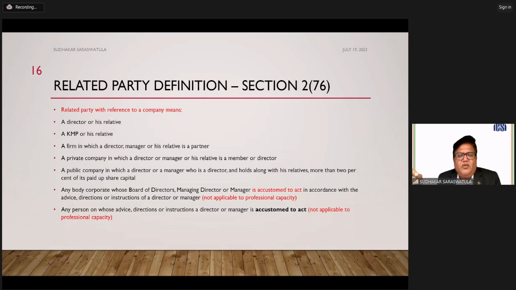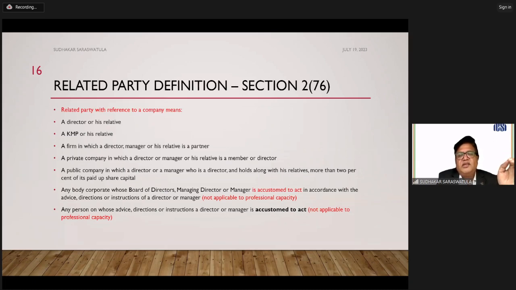And any person on whose advice, directions, or instructions a director or manager is accustomed to act. Normally, I have seen that the tendency is, whenever we have to determine the related parties, most of the times the company secretary sees directors, their relatives, KMPs, their relatives, then the firms in which the directors are partners, managers, the shareholders, et cetera. But these two things which we always forget: are my managing director or manager or my board of directors accustomed to act as per the instructions of anybody? If so, that entity or that person will become a related party to me. Am I entering into any transactions with them? If so, that amounts to related party transactions. So this is a very fundamental thing.